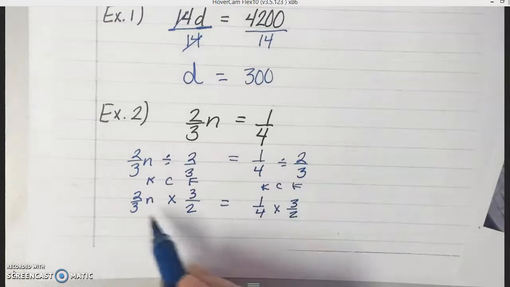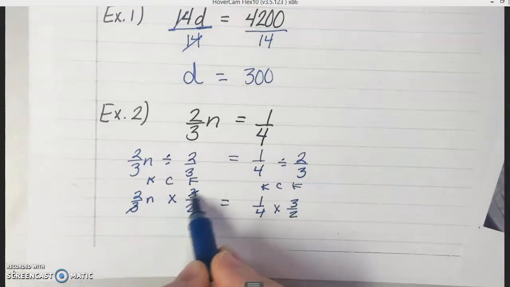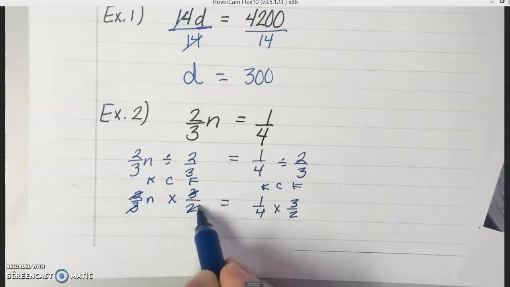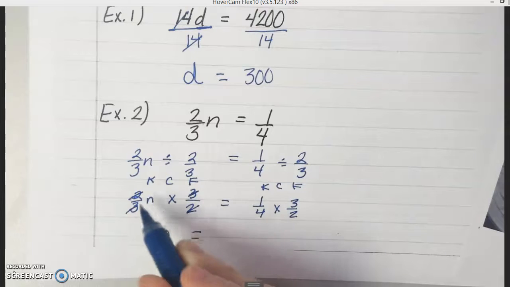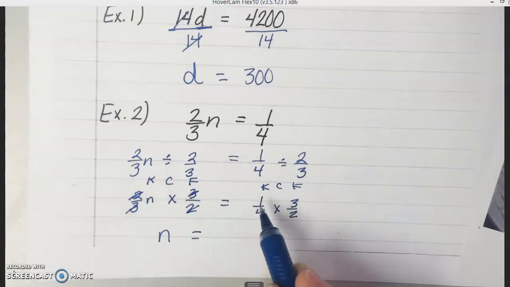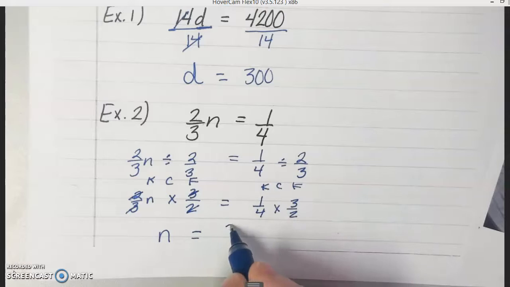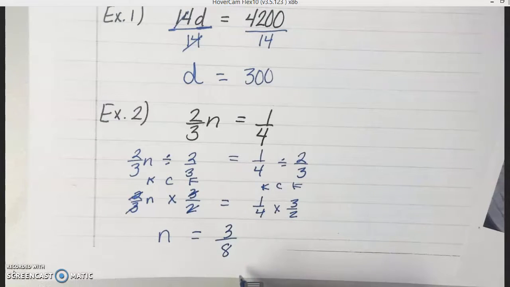Okay, so what happens on the left is my 3's cancel out and my 2's cancel out, and all I'm left with is n. It's the only thing that didn't cancel out. And over here, 1 times 3 is 3. 4 times 2 is 8. Can I simplify? No, so that's as far as I can go.